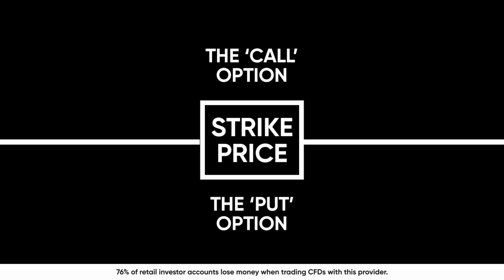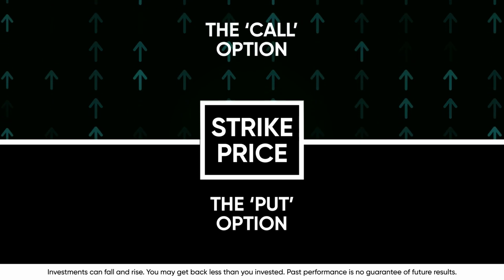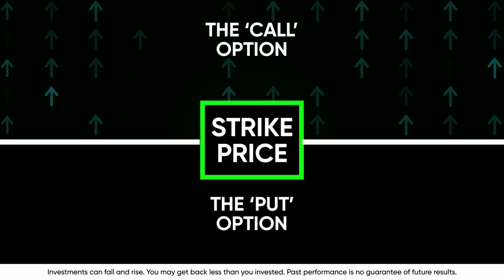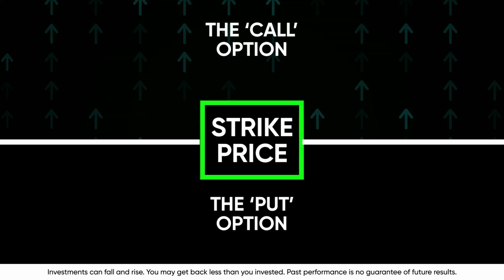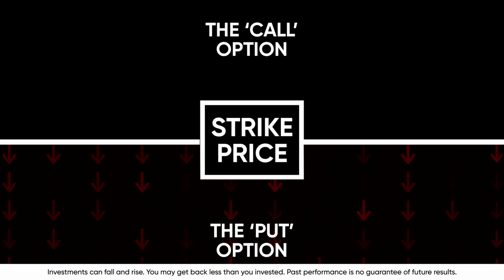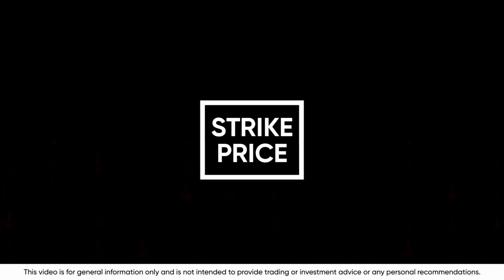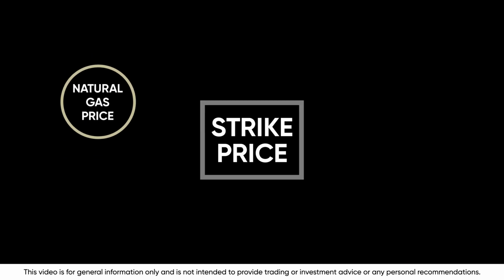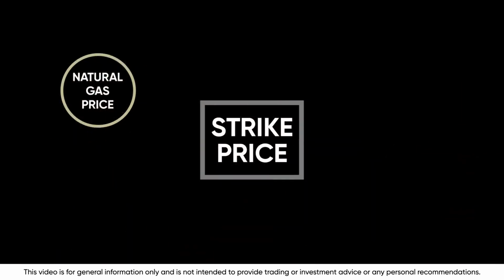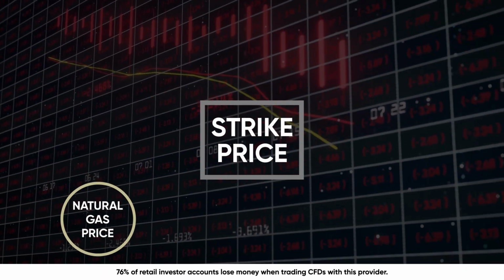If a trader thinks natural gas prices will rise, they'll opt for a call option, essentially giving them the right to buy the contract at the strike price. If they smell a downturn, they'll grab a put option, giving them the right to sell at the strike price. If the natural gas price beats the strike price, the trader has earned a profit. If they're on the wrong side of the strike price, they will take a loss from paying the premium.